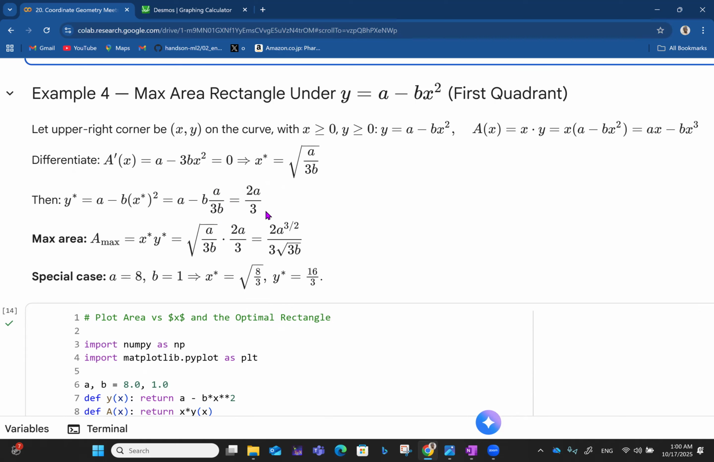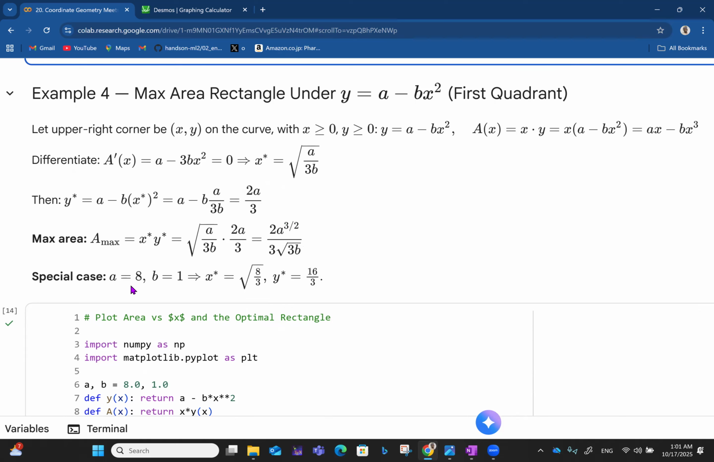All right. So that's 2a over 3b. Like that. So this is like a over 1 minus a over 3. Yeah, I mean b is gone, right? So a over 1 minus a over 3, rather. So you have LCM is 3a minus a, that's 2a over 3. So the maximum area in that case would be x star y star. So x star is square root of a over 3b, y star is 2a over 3. So it gives you this whole 2a raised to 3 over 2, all over 3 root 3b, like that.